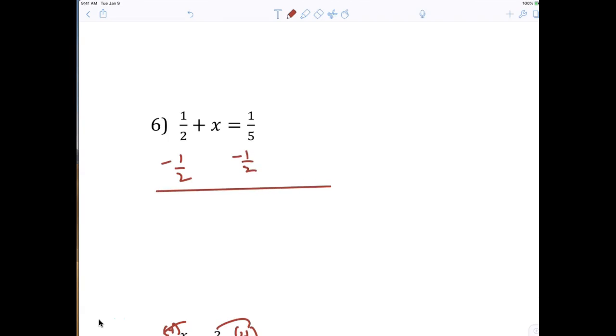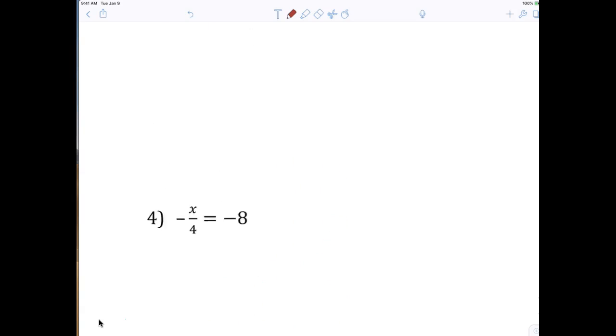All right, subtract a half. Now I need a common denominator. What's common denominator? 10. So 1/5 is how many tenths? 2 tenths minus 1/2 is. So what is it? Negative 3 tenths. Right?